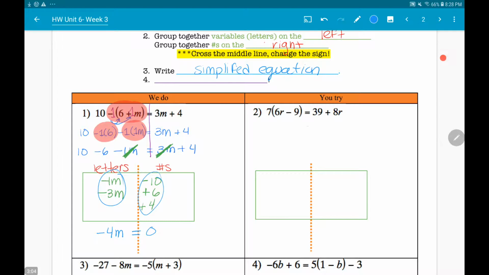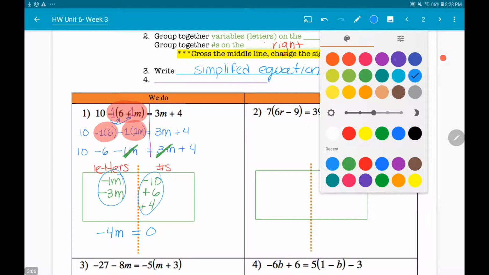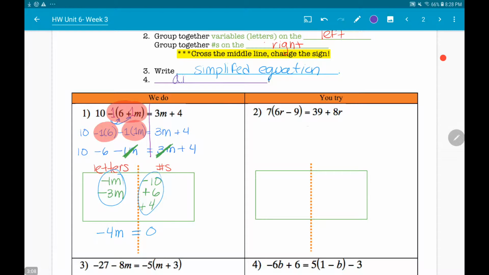All right. And then I'm going to go to my last step. Last step, whenever I'm trying to get the variable by itself, is to divide by the number in front. This cancels. I get m equals 0. All right.